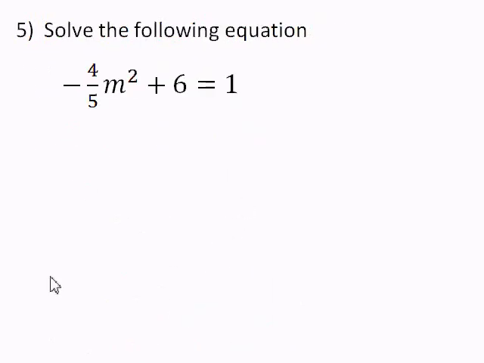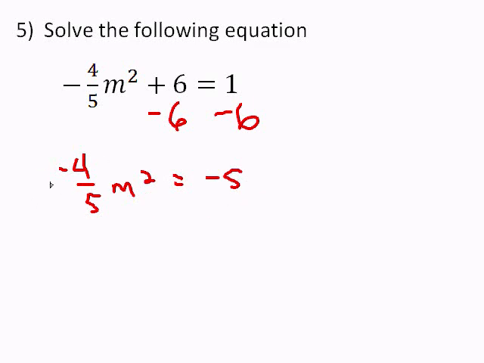For our fifth type of problem, we've got the following. So we're going to get m by itself by going in reverse order. I'm going to subtract 6 from both sides first, giving us negative 4/5 m squared is equal to negative 5. Need to get rid of that negative 4/5 by multiplying both sides by negative 5/4.